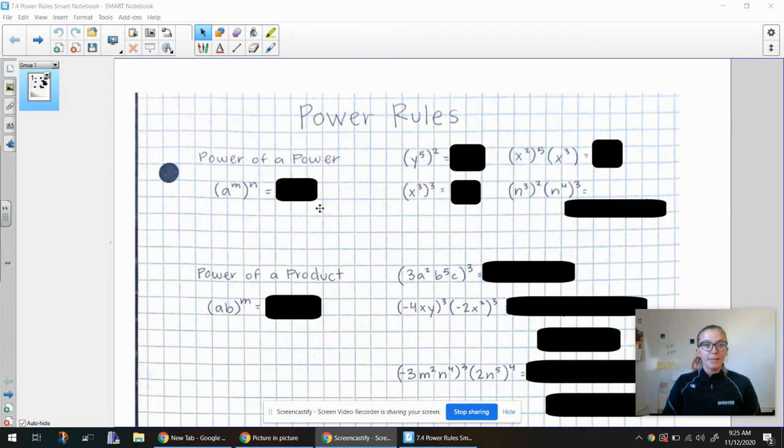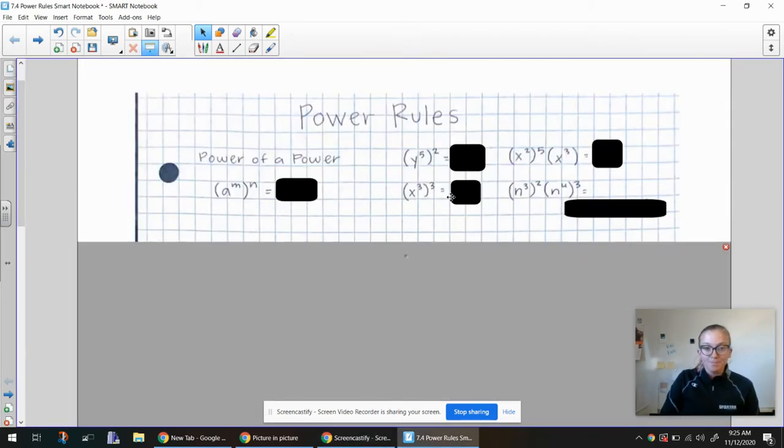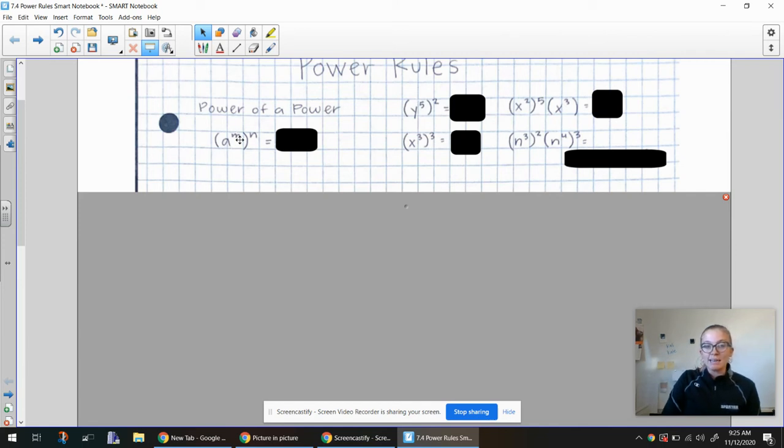The first rule we'll talk about is power of a power. So this means I have a to the m raised to the n power. I have an exponent raised to another exponent. When this happens, we are going to multiply our exponents. So a to the m times n. Let's see what this looks like in practice. Y to the fifth squared is y to the 10th because 5 times 2 is 10. X to the third to the third is x to the ninth.